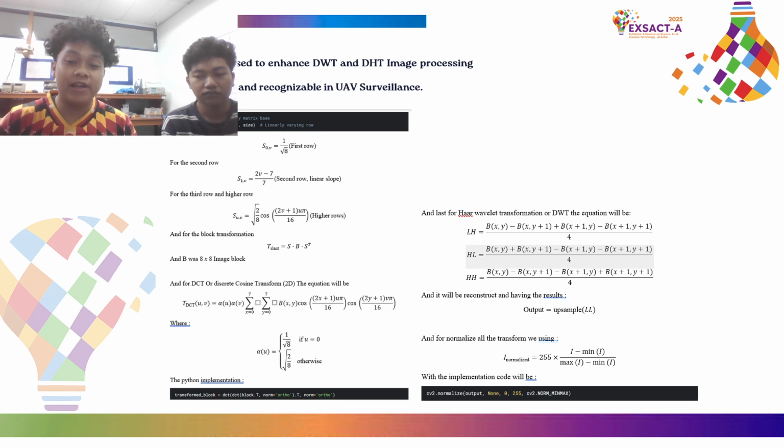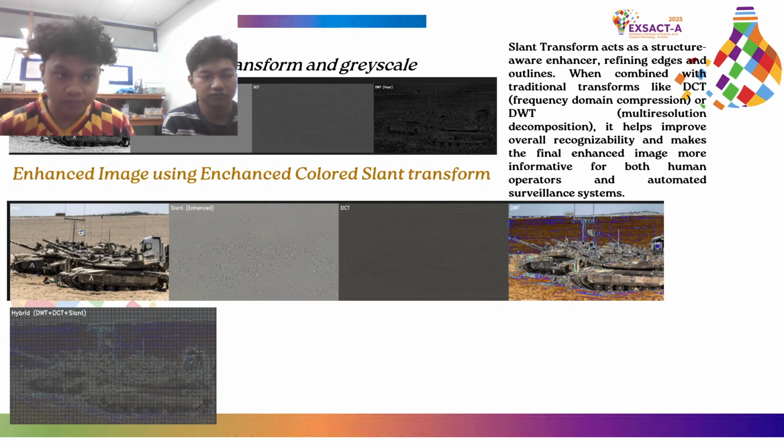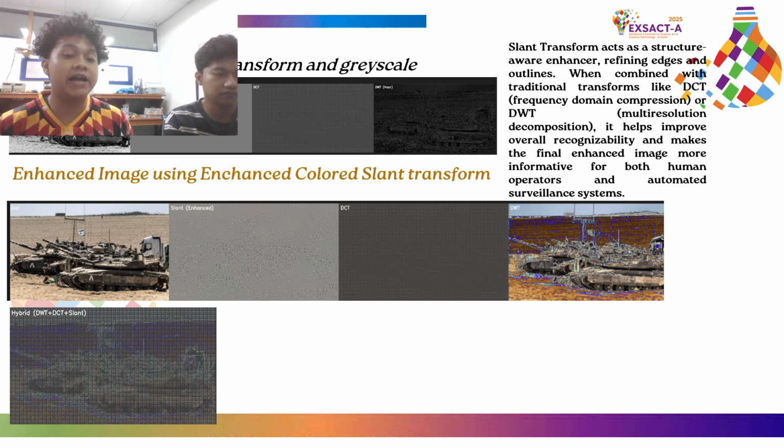And then what if we convert it into block transformations? It becomes T slant equals S times B times S transpose. And if we also change it into cosine transforms, it becomes T DCT of U V equals alpha U times alpha V times the double sum from x equals 0. And also, after we finish all of these things, we should normalize the factor. So it becomes alpha u equals 1 over root 8 if u equals 0, otherwise the square root of 2 over 8.